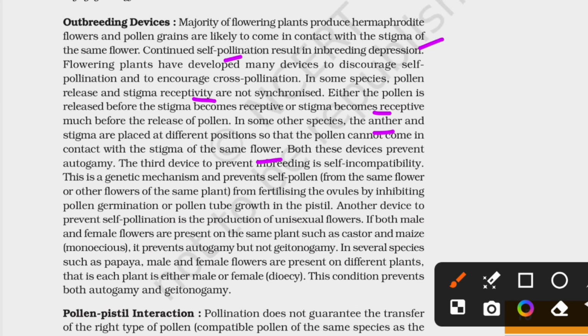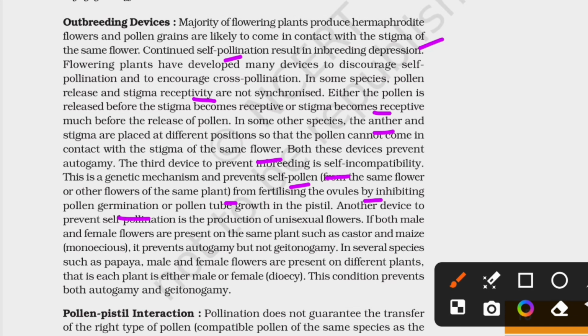The third device to prevent inbreeding is self-incompatibility. This is a genetic mechanism and prevents self-pollen from the same flower or other flowers of the same plant from fertilizing the ovule by inhibiting pollen germination or pollen tube growth in the pistil.